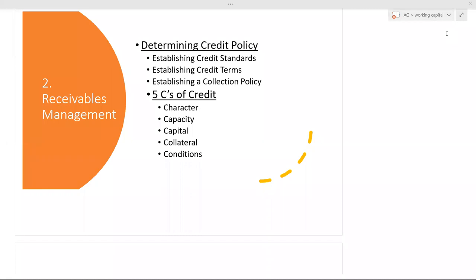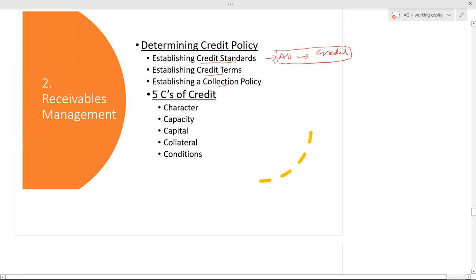Now, to decide the receivable management or the credit policy, there are some factors that the company must know. When the company determines the credit policy, it must determine the credit standards, credit terms, and collection policy. Credit standards mean: does the credit apply to all customers, or only those who have a very low credit score or who have a good reputation? So what type of customers will be included in this credit policy? The company needs to decide.